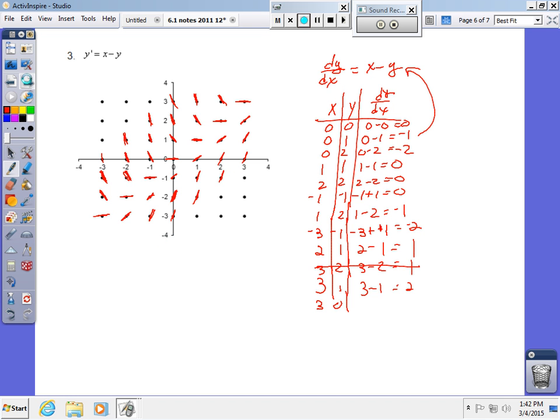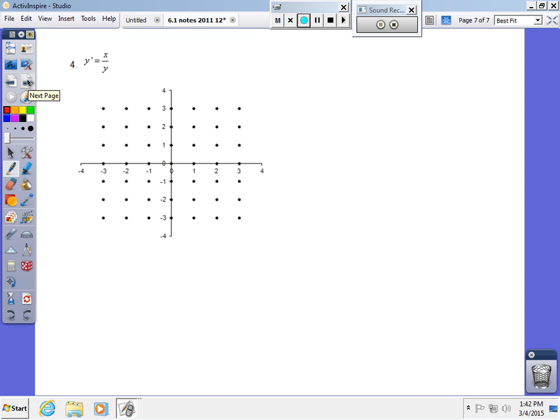Okay, let's see what we have next. I'll do this last one here. dy/dx is equal to x over y. Make a chart, x, y, plug it into your differential equation to get the slope. I'll choose (0, 0). Well, if I plug in (0, 0), I get 0 divided by 0, which is undefined.